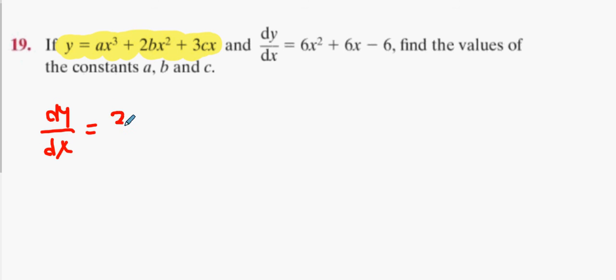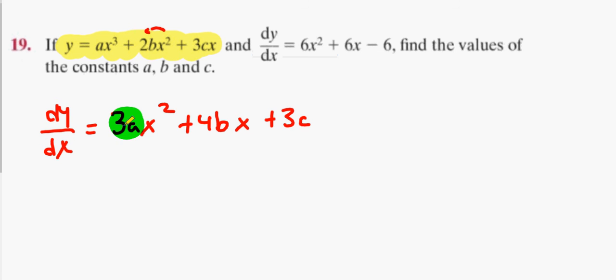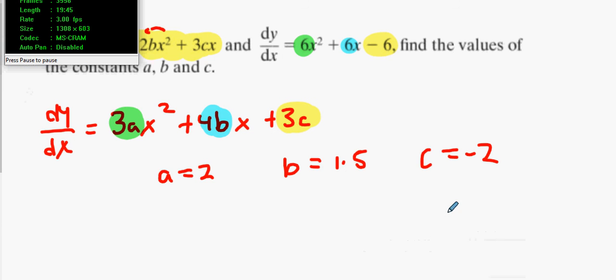Bring the 3 to the front, multiply it by the a, you get 3ax squared. Bring the 2 to the front, 4bx, and then 3cx, 3c. Then you directly compare them to the answer. Green equals green, blue equals blue, and finally yellow equals yellow. You should get to roll out the answers pretty quickly. I'm about to get a equals 2, b equals 1.5, and c equals -2. Probably the easiest question in the whole chapter.